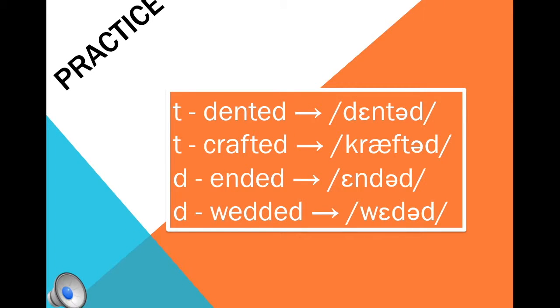Because the verbs in the orange box all end with either a T or D, their ending will take the form of an id sound, such as dented, crafted, ended, and wedded.